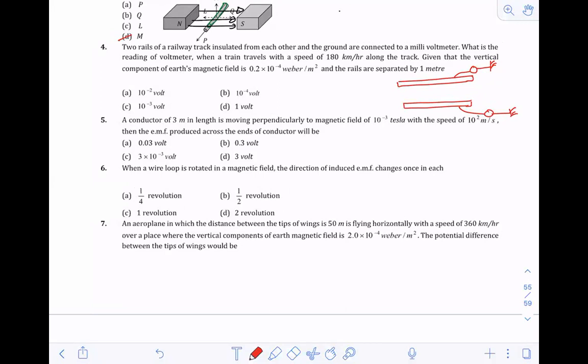Now, I want to take this question a little bit more. I want to explain you the meaning of this point. The railway tracks, the insulation which has been done, they are connected with each other and the ground. Ground and railway tracks are connected.